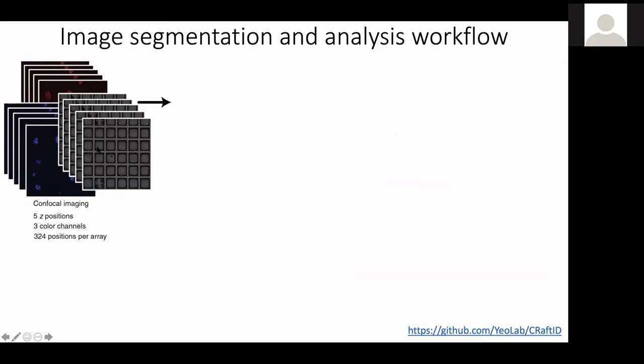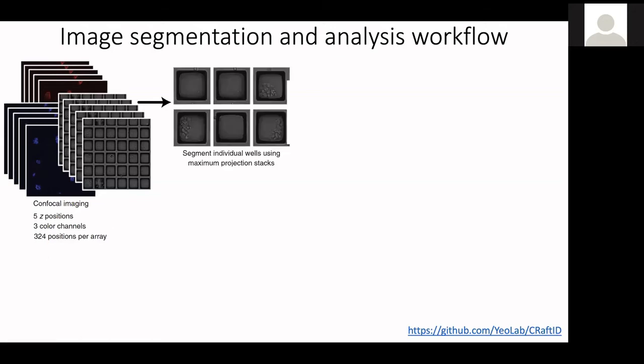So we captured 5 different Z planes. We used 3 color channels. So we have bright field, to be able to capture the grid, we had G3BP1, which was stained in red, and nuclei marked in blue. And when we did this at 10x, it would cover 324 different individual stepwise positions to cover the entire array. And this took about 6 hours of imaging time per array.